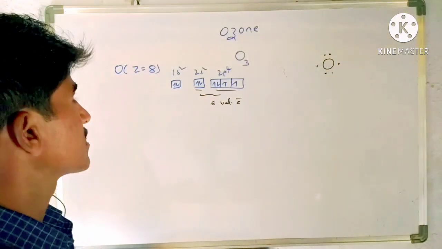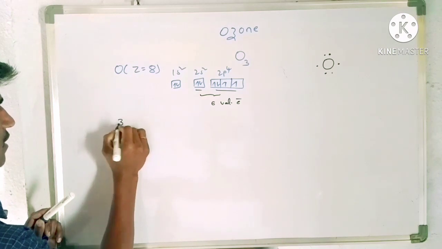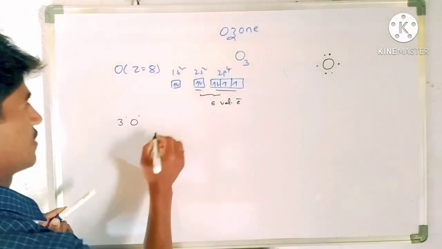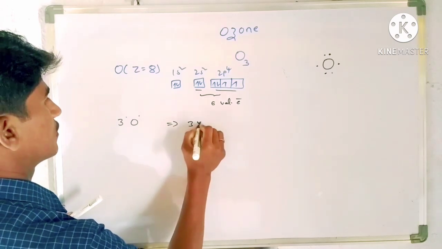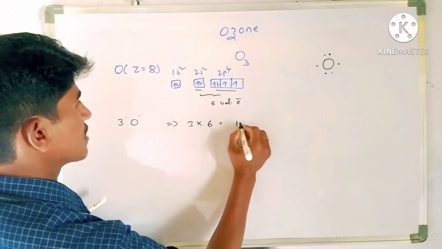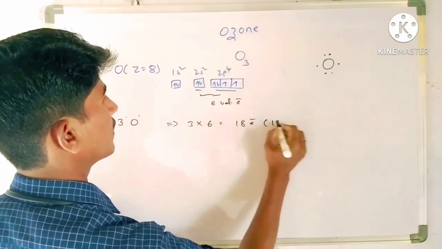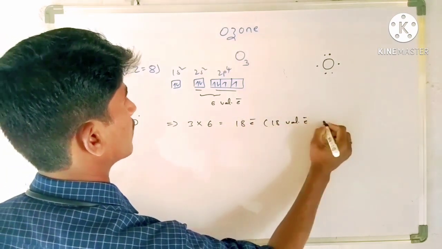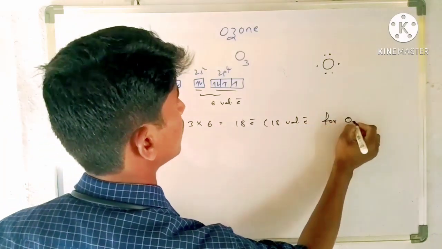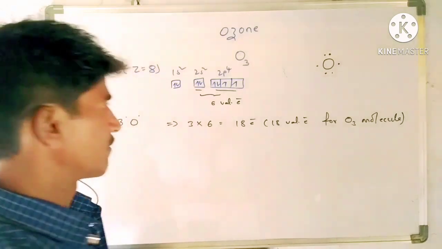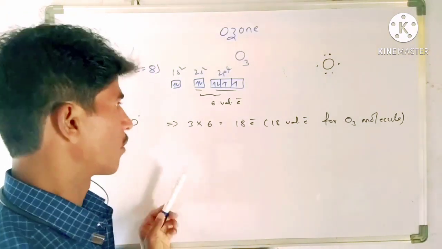In the case of O3, how many oxygens are there? 3 oxygens. Each oxygen has how many valence electrons? That is 6. 3 into 6, the total number of valence electrons is 18. So for the O3 molecule, you have 18 valence electrons. First of all, you have to count it.